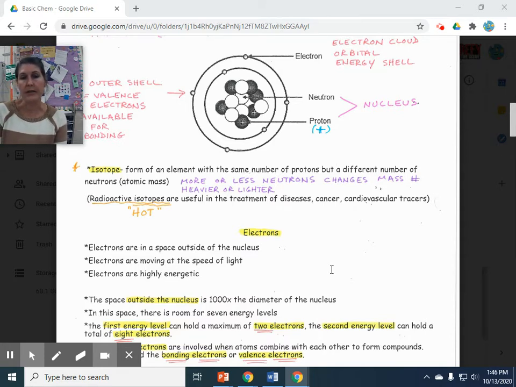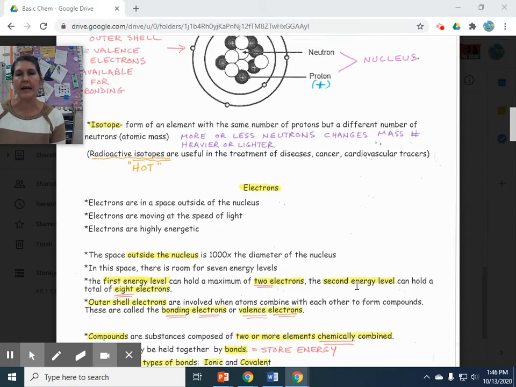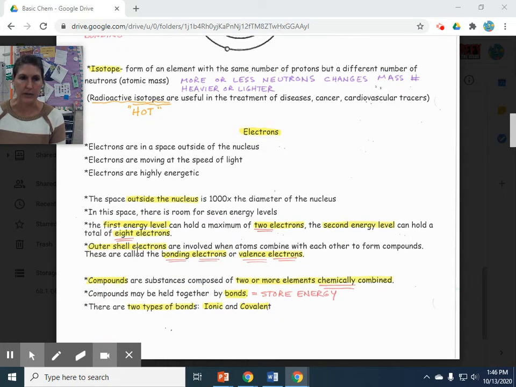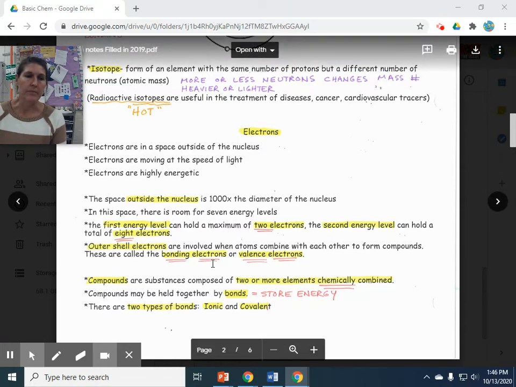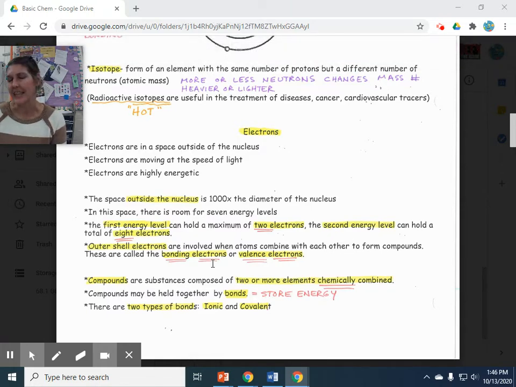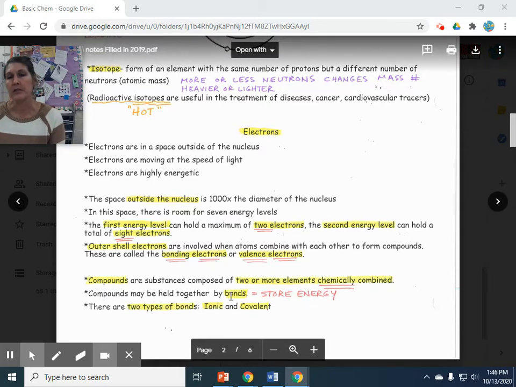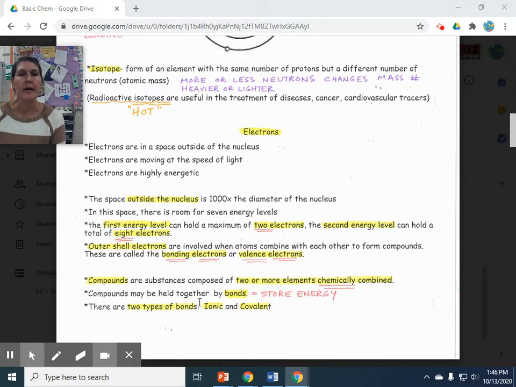So we have up to 7 energy levels there. We say the first one holds 2 electrons. Every one after that can hold 8 electrons. Only those electrons in the outermost ring are the ones that are going to be available for bonding. We said those are the valence electrons. And why they're important is because if we start bonding, we're going to create compounds.